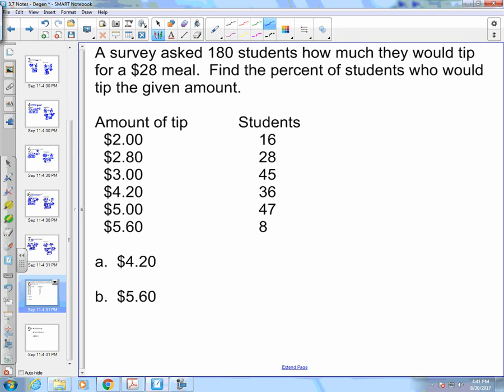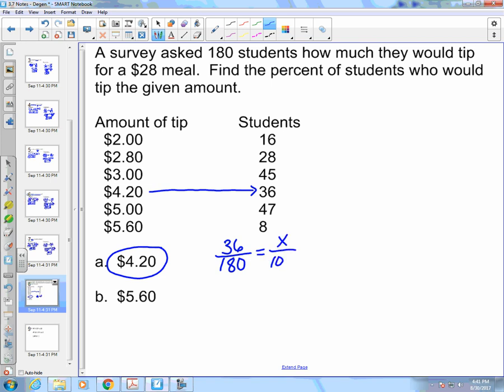A survey asked 180 students how much they would tip for a $28 meal. Find the percent of students who would tip the given amount. So we have $4.20 is something that we're looking for. $4.20. How many students tip that amount? Well, 36 students do. So that's 36 students out of 180 is what percent?